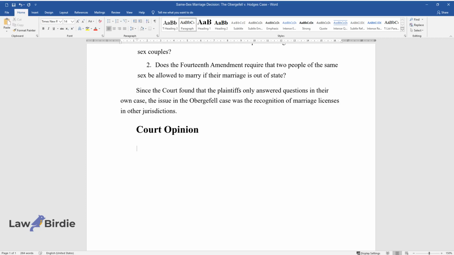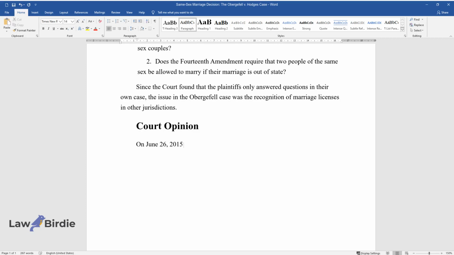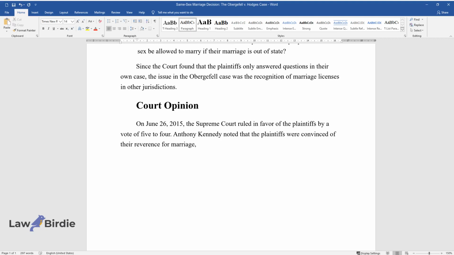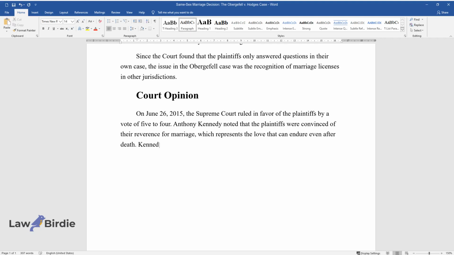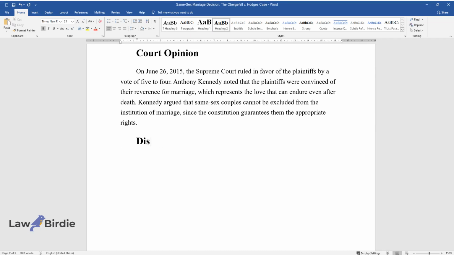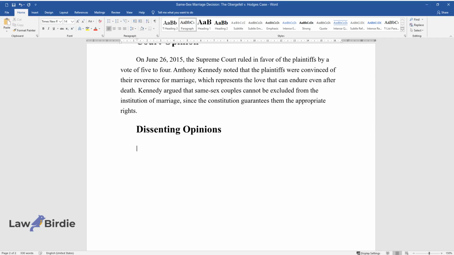Court opinion. On June 26, 2015, the Supreme Court ruled in favor of the plaintiffs by a vote of 5-4. Anthony Kennedy noted that the plaintiffs were convinced of their reverence for marriage, which represents the love that can endure even after death. Kennedy argued that same-sex couples cannot be excluded from the institution of marriage, since the Constitution guarantees them the appropriate rights.